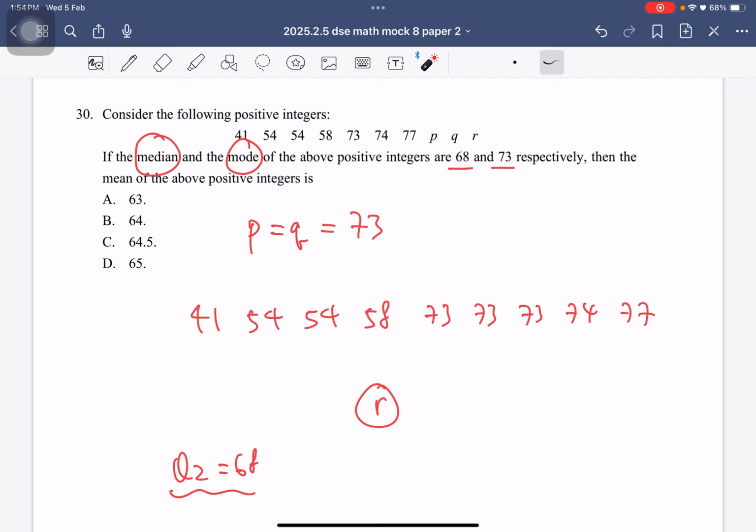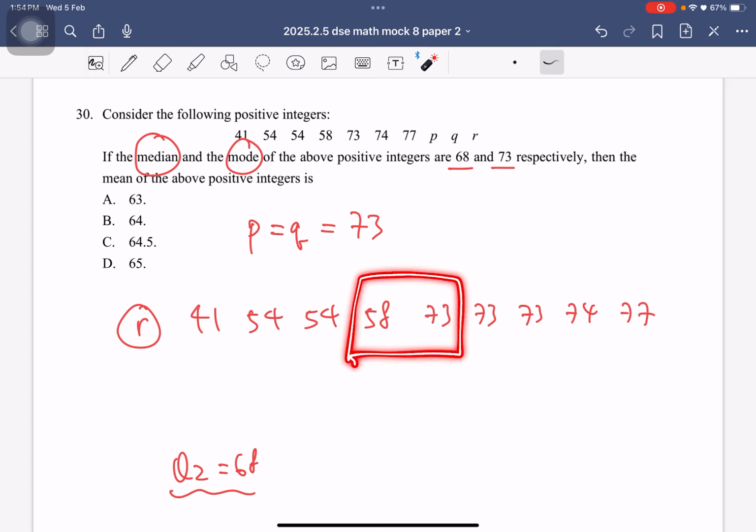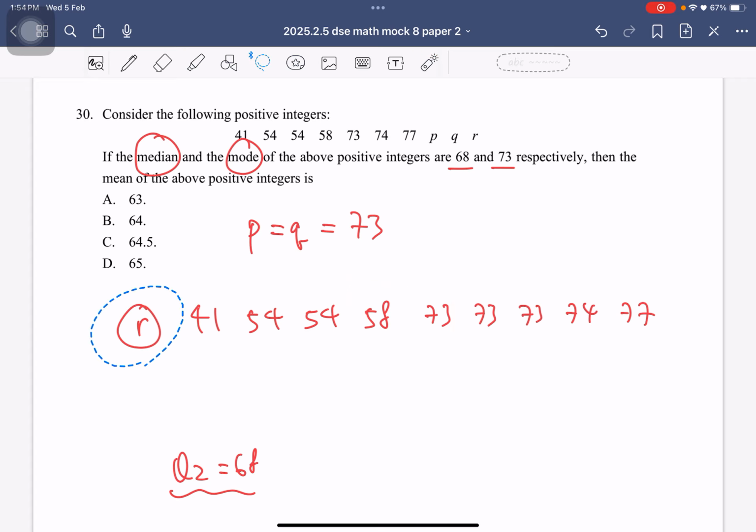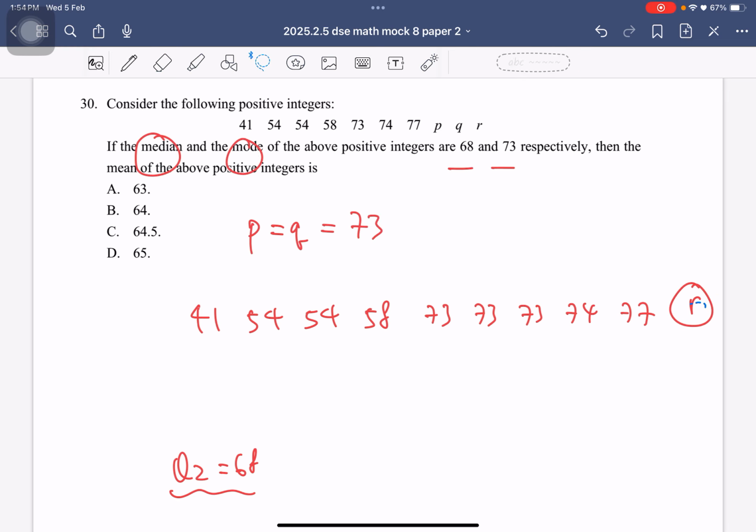If R is smaller, like let's say R is smaller than 41, then what's the median? 58 plus 73 divided by 2. Is it 68? No, it's not. Then if R is here, what is the median now? 73 plus 73 divided by 2 is 73. It's not correct. So the R must be in the middle of the sequence.